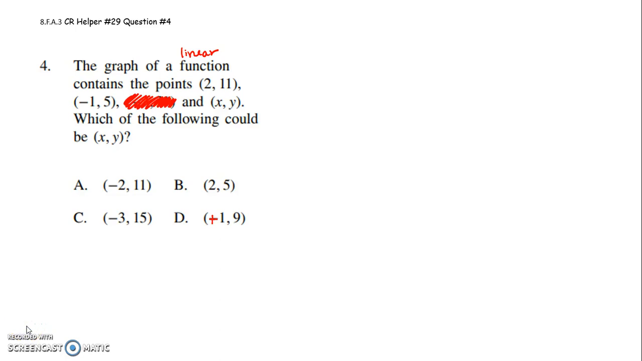Eighth graders, this is to help you with question 4 on CR 29. It says the graph of a linear function contains the points (2, 11) and (-1, 5), and some other point (x, y). Which could be the other point (x, y)? There are lots of ways to go about this problem, but I am going to find the equation of the line, in y equals mx plus b format.